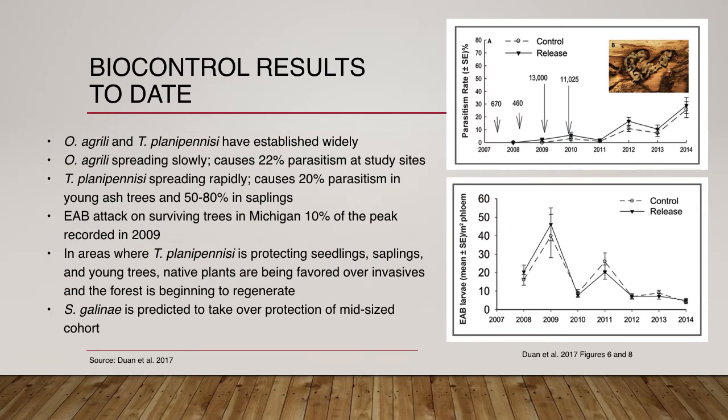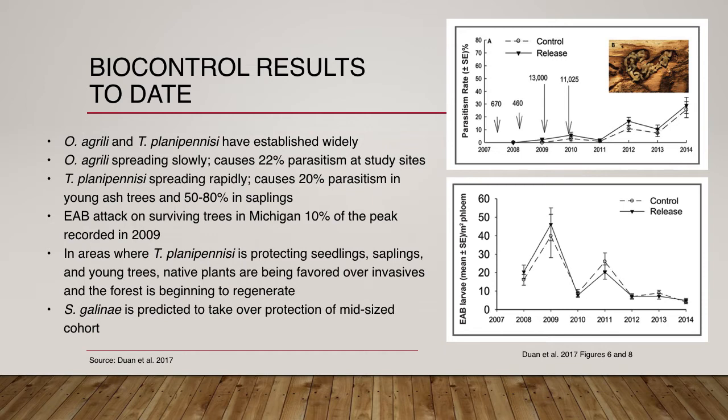It causes a low amount of parasitism at study sites. Tetrastichus has been quite successful so far with a rapid spread. And you can see in the graph at upper right, it's causing 20% parasitism in young ash trees, up to 80% in saplings. And this is happening not just at release sites, but at control sites where it was not released. So that indicates that it is dispersing.